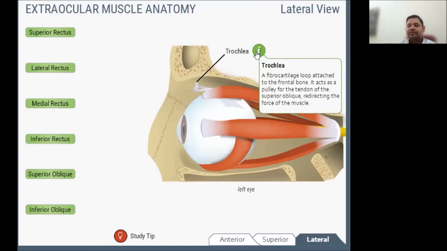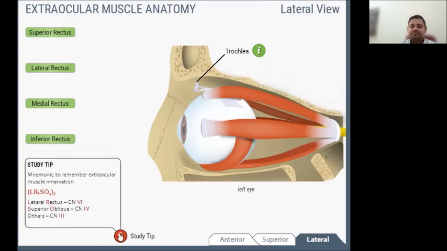So the specific opposite type of movement which the superior oblique performs, that is depression, is due to the force which is redirected on the muscle via the trochlea. So remember the word trochlea: it is the fibrocartilage loop attached to the frontal bone.